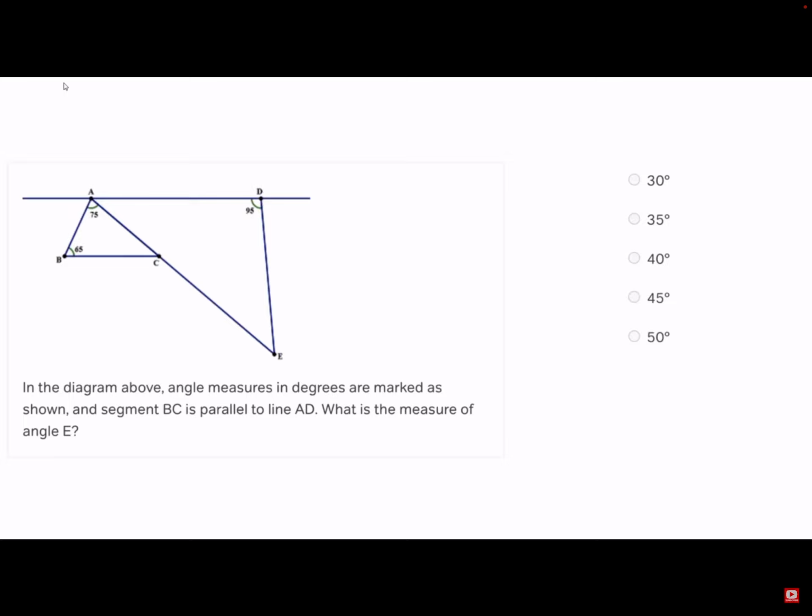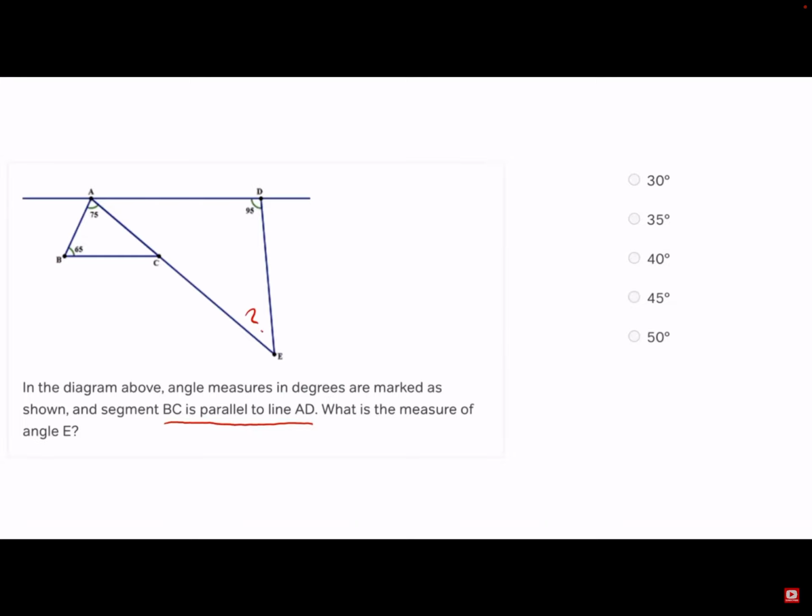Okay, if you'd like to try this problem on your own, go ahead and pause the video because we're gonna just jump right in. So we've got this diagram. It's got a bunch of angle measurements in degrees. It's got a bunch of unlabeled angles, and they tell us that segment BC is parallel to line AD. That's important. They want us to measure angle E. So I'm gonna just go ahead and put a question mark right here to make sure I solve for the right thing.